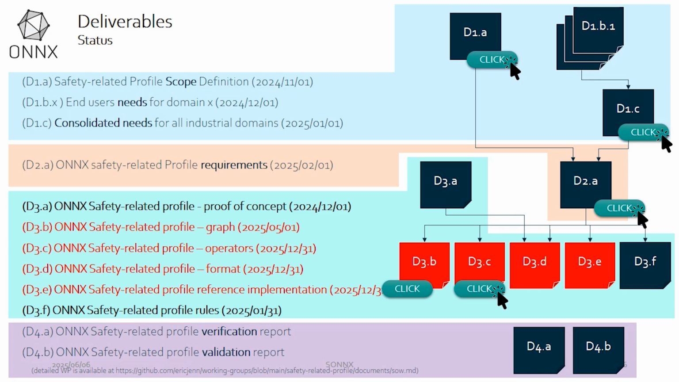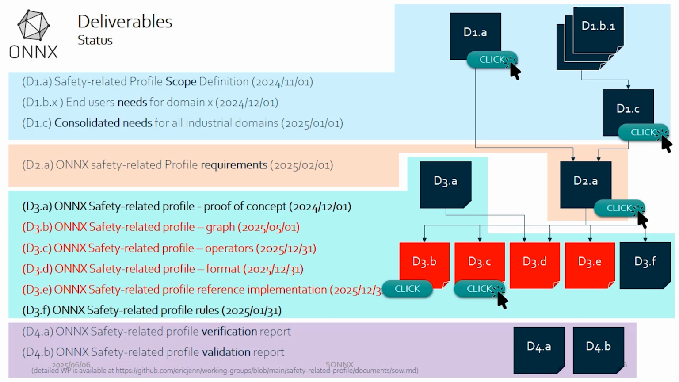Deliverable D1A concerns the definition of the ONNX profile scope, that is, the subset of the ONNX operators that industrial participants deem necessary to address in an initial phase. Deliverable D1C collects the needs of industry stakeholders, especially from a certification perspective. Deliverable D2A translates these needs into requirements.